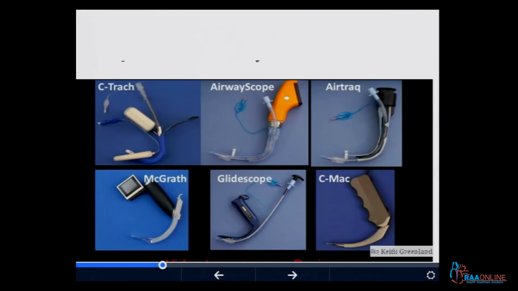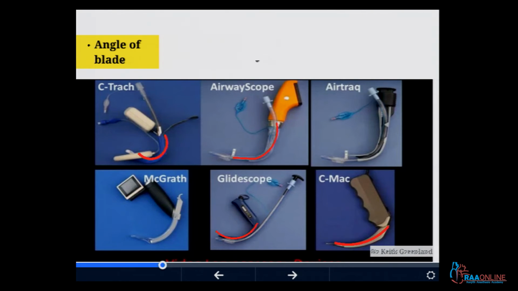To understand that, we'll go to the theory and understanding given by Dr. Keith Greenland. What he says is that it depends on three points. The first point: what is the angle of the blade? If you look at the angle of the blade, C-TRACH was an earlier video laryngoscope, primarily. Have you seen C-TRACH? Probably a few of you may have it. It's an intubating LMA with a camera on the tip. Now they are not manufacturing it. Earlier it was there.